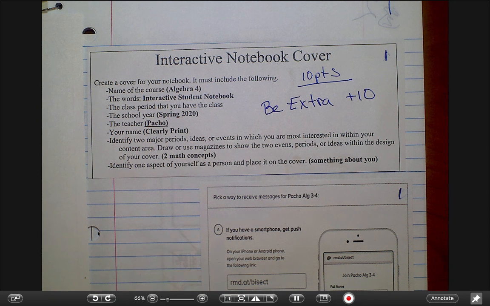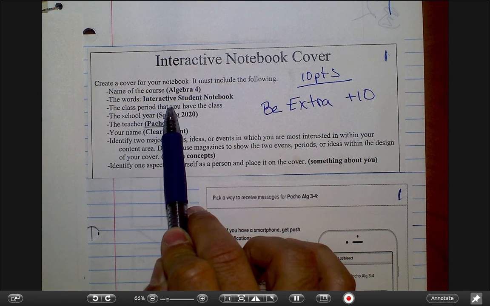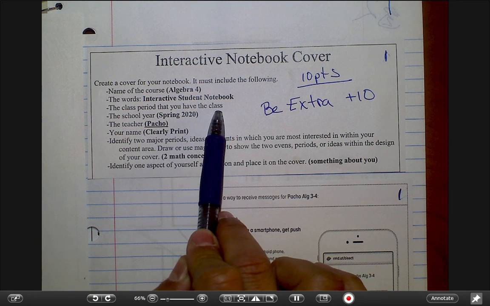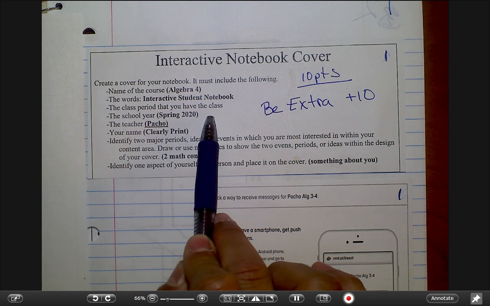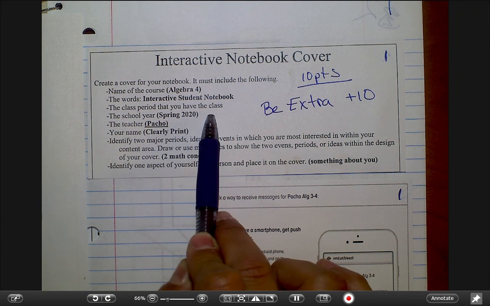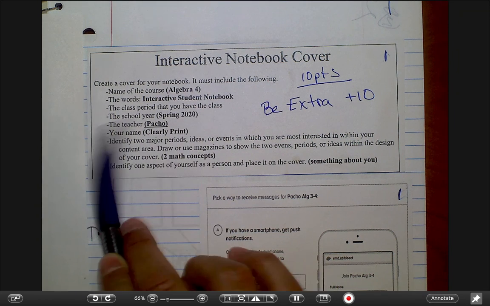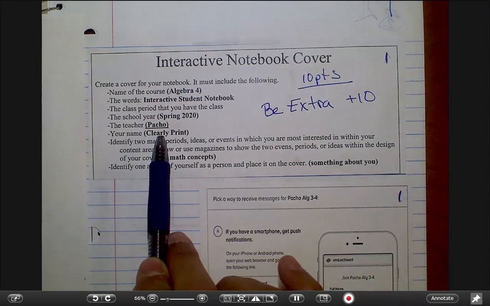So, let's see. Algebra 4, the words interactive student notebook, class period. Please make that big because some people cannot seem to put it in the right basket. So make it easier on me by putting your class period on it, like a big 5th hour for you guys. You're going to do that. Spring 2020. My class, put it on there somewhere.